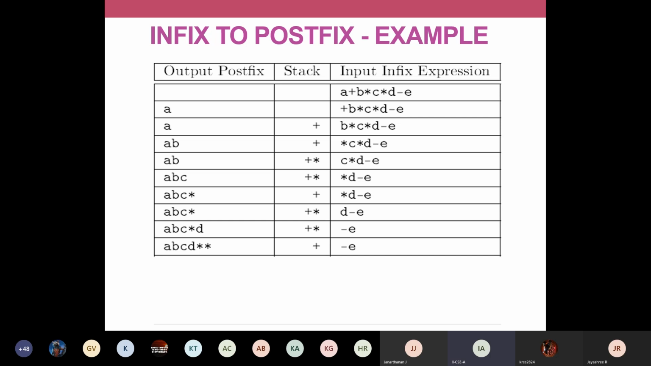Next you compare plus and minus. When they are equal, what should we do?